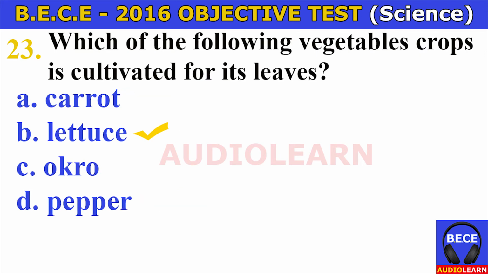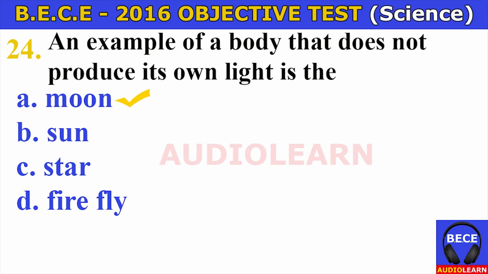Number 23. Which of the following vegetable crops is cultivated for its leaves? A. Carrot. B. Lettuce. C. Okra. D. Pepper. And the answer is B. Lettuce.